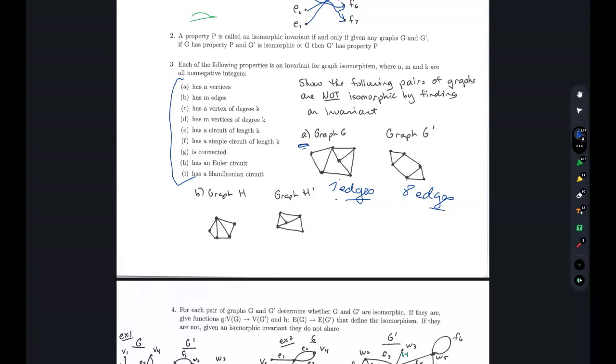And then this one here is a vertex of degree 4, and there's no degree 4 vertex here. So you can't make a degree 4 vertex here, so you can't make an isomorphism. That's called the invariant.